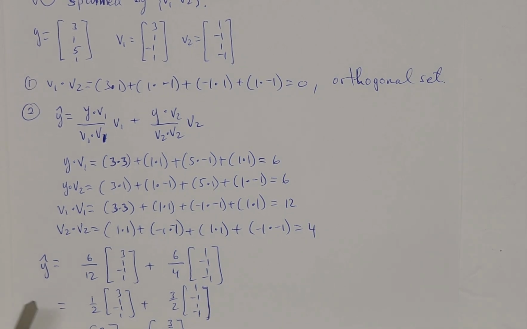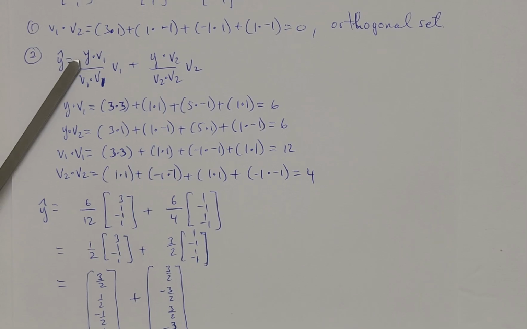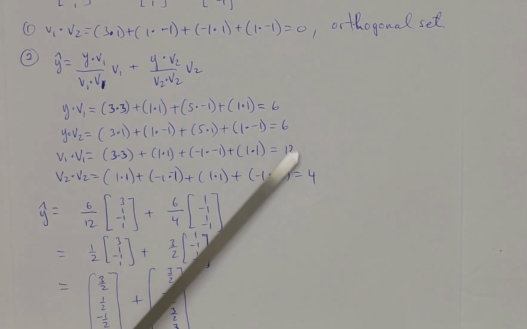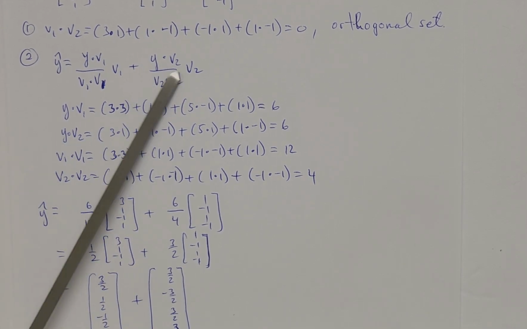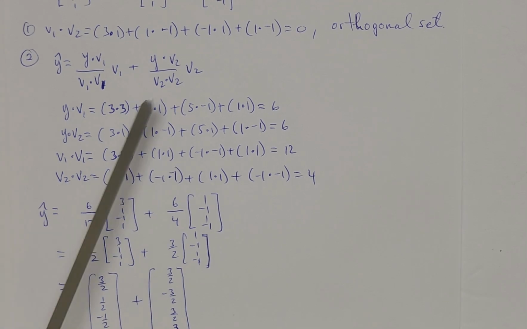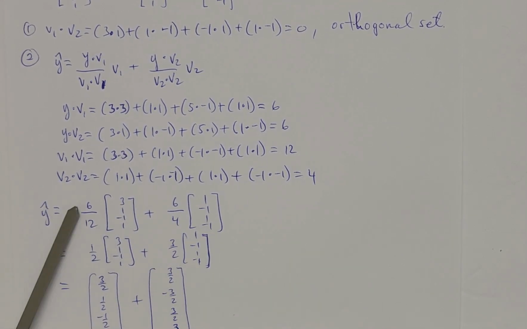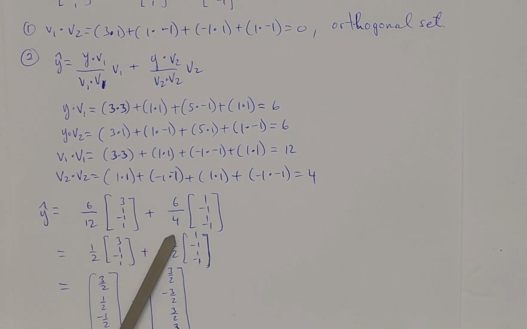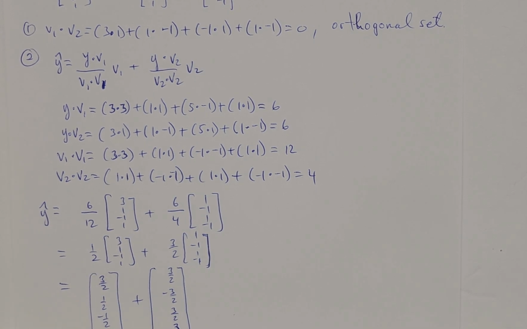After that, we just plug them in accordingly. So y·v1 is 6, v1·v1 is 12, times v1. Next, y·v2 is 6, v2·v2 gives me 4 here, times v2. Simplify, reduce, this gives me 1 over 2. Reduce gives me 3 over 2. Multiply across gives me this vector and this vector.